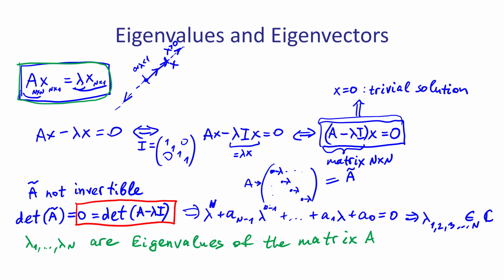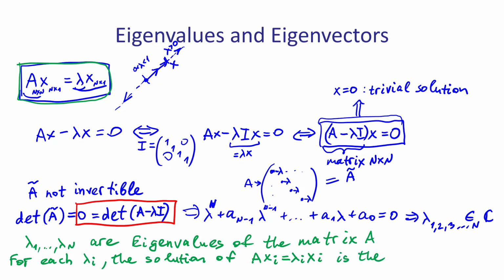Now, let's write that formally. For each lambda i, the solution of the equation A multiplied by xi equals lambda i multiplied by xi is the eigenvector xi of matrix A. So any vector xi which will satisfy that equation for a given number lambda i will be eigenvector of the matrix A, which is appropriate to the eigenvalue lambda i.